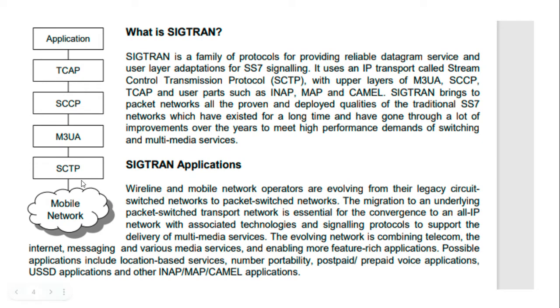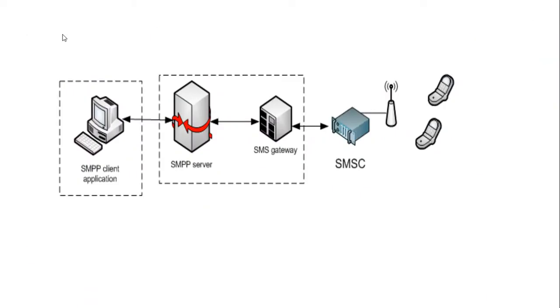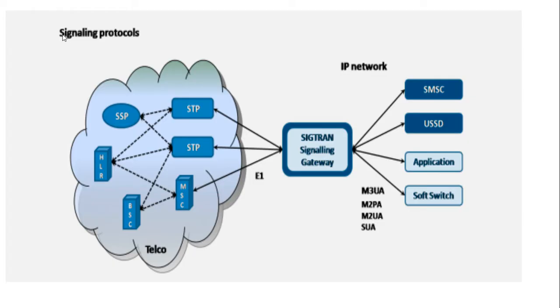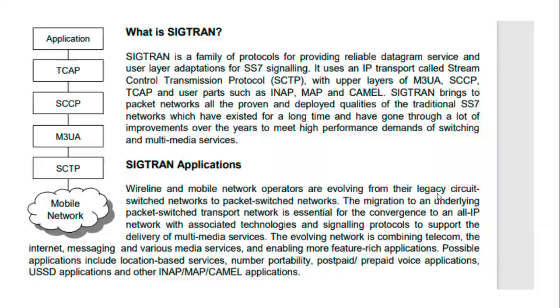So friends, here are the layers. The protocol layers are SCTP, then MTP layer 3, which is M3UA, also known as MTP level 3 User Adaptation. Above that it can be SCCP or directly ISUP based communication. On top of that you write your application. Your application can be an SMSC gateway, a USSD gateway, any kind of application, or even a soft switch. So this is where SIGTRAN is used.